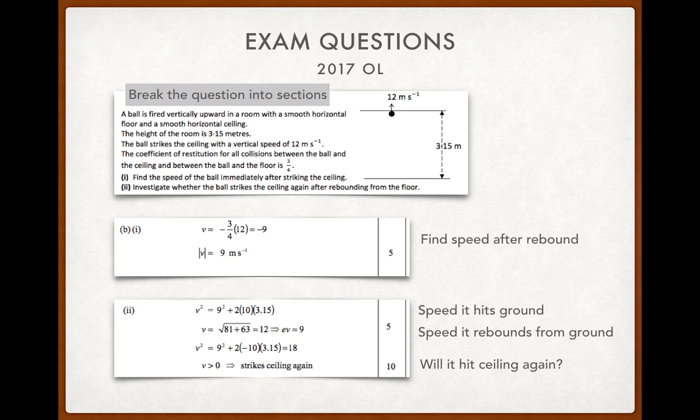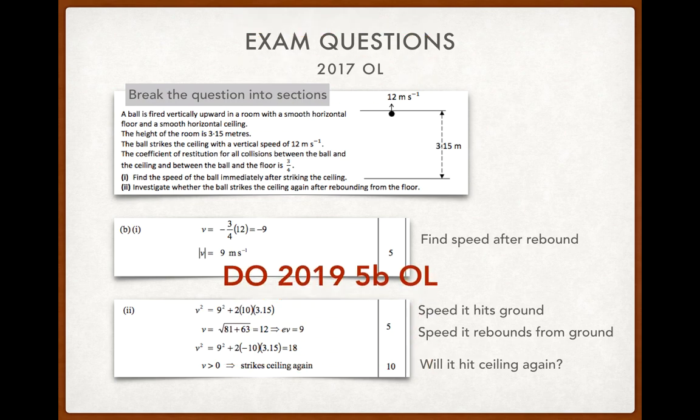Second part, what is the speed it rebounds from the ground with? So we use the coefficient of restitution formula, and we got 9 meters per second as the speed it rebounds from the floor with. And then if we put in the values that we know, so initial velocity is 9, displacement is 3.15, acceleration is minus 9.8, or minus 10 in this particular substitution, the velocity works out as, I think, the square root of 18, which is a positive value, meaning it's got a positive speed at the ceiling, meaning it will strike the ceiling again.